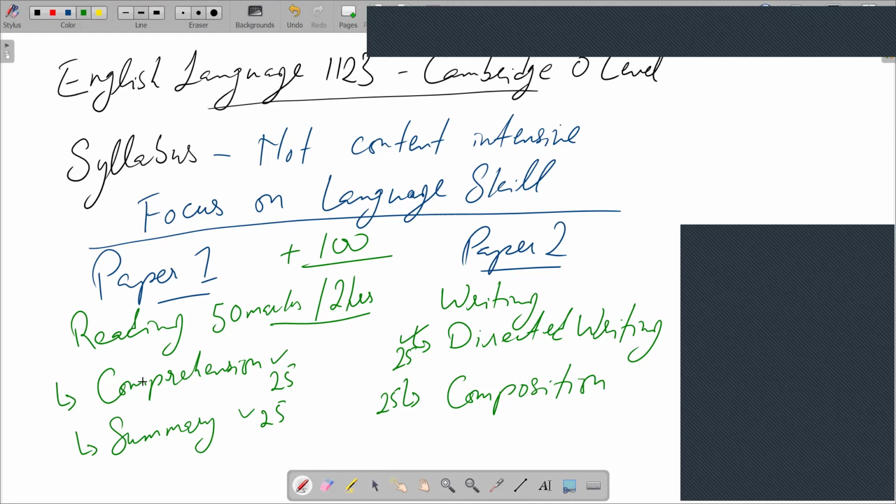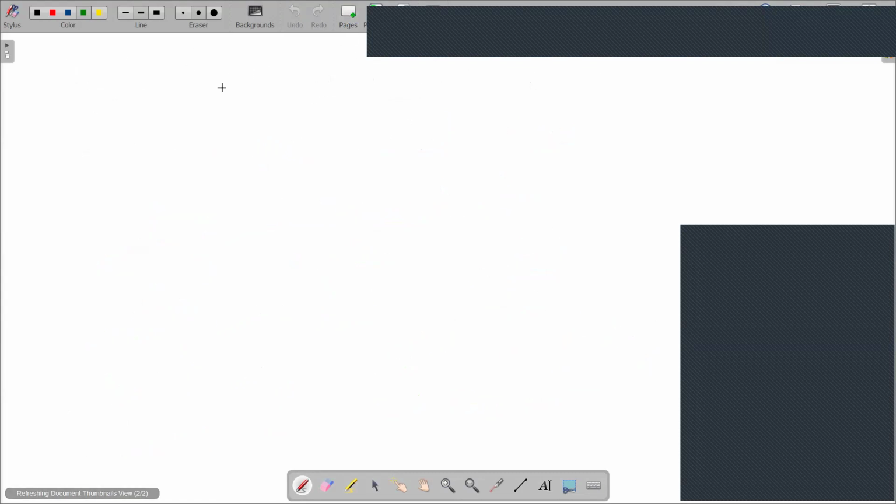Now, let's talk about these individually. So paper one is 2 hours. There's obviously no time limit as to how much time you spend on the comprehension versus the summary. That's really up to you, and how easily you're able to manage each one of those. So let's talk about the comprehension.